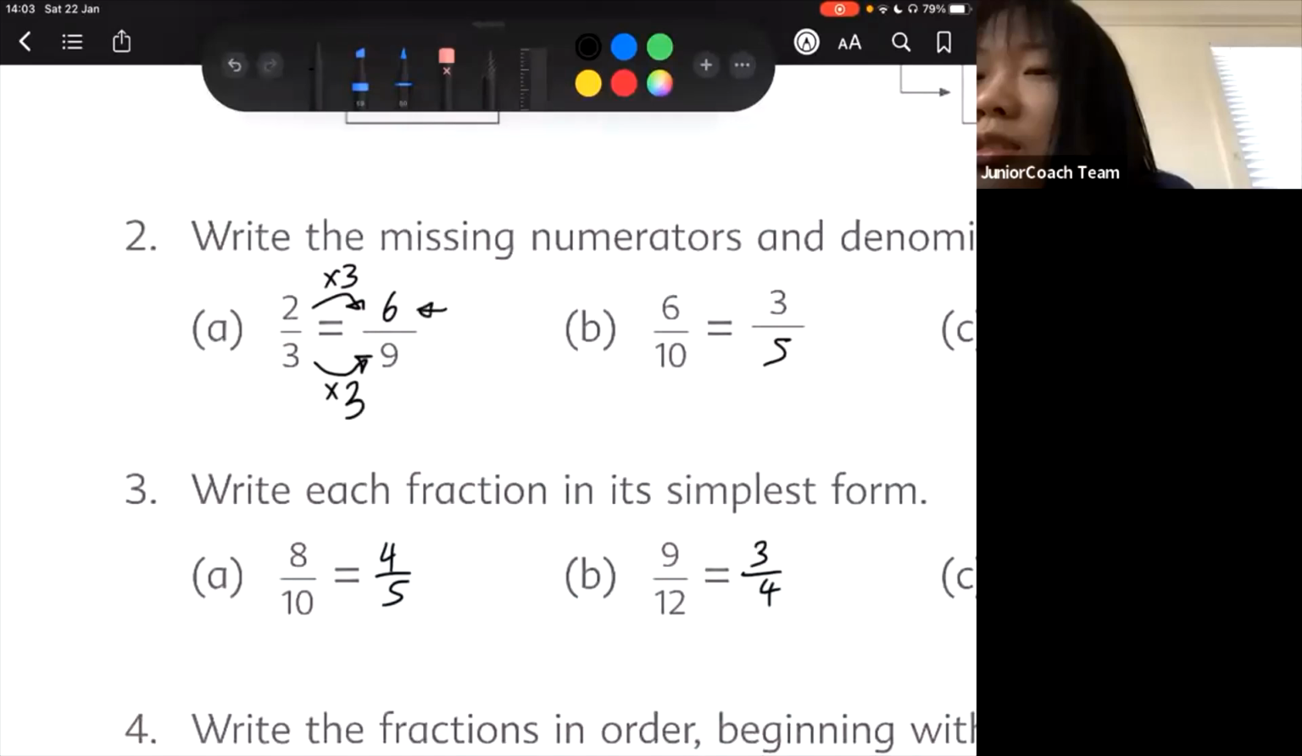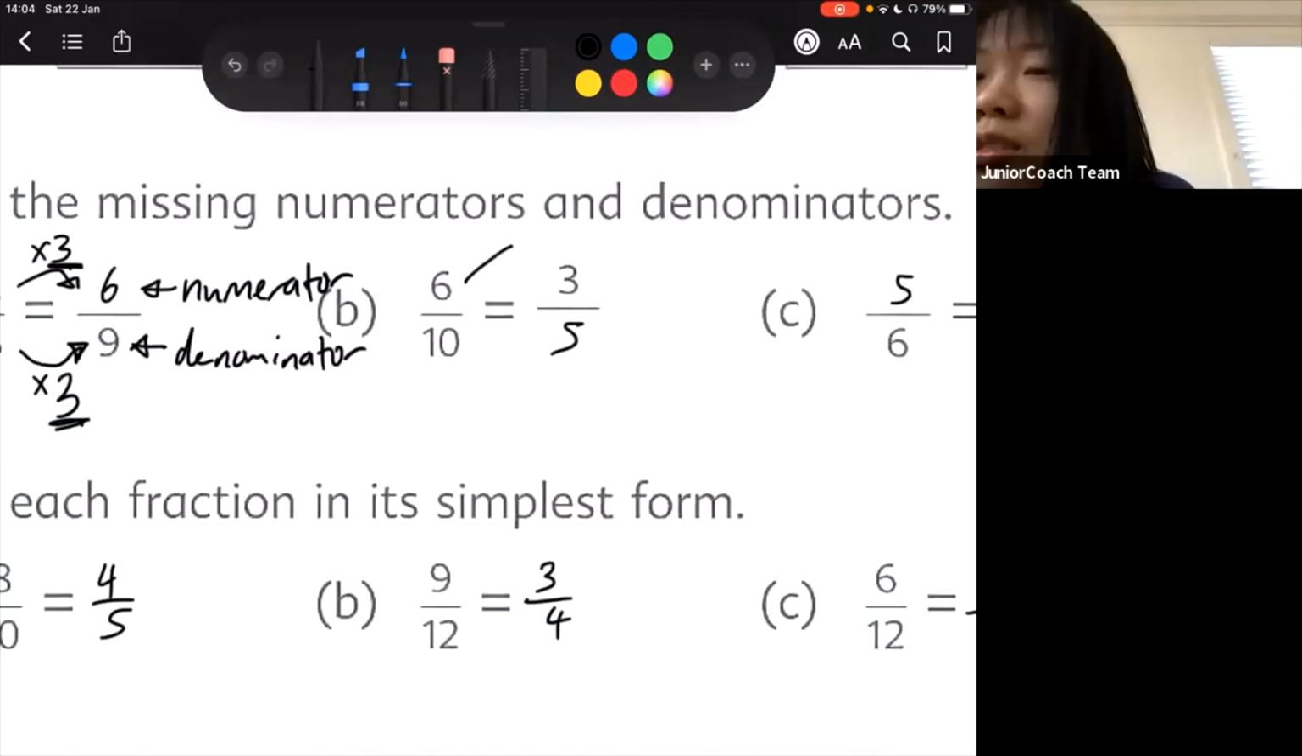Remember, the top number is the numerator and the bottom number is the denominator. Okay, so basically we just find what number this is multiplied by, and we know that 3 times 3 is 9. So you have to multiply the top by 3 as well. So 2 times 3, which gives us 6. And then our answer here is 6 out of 9.